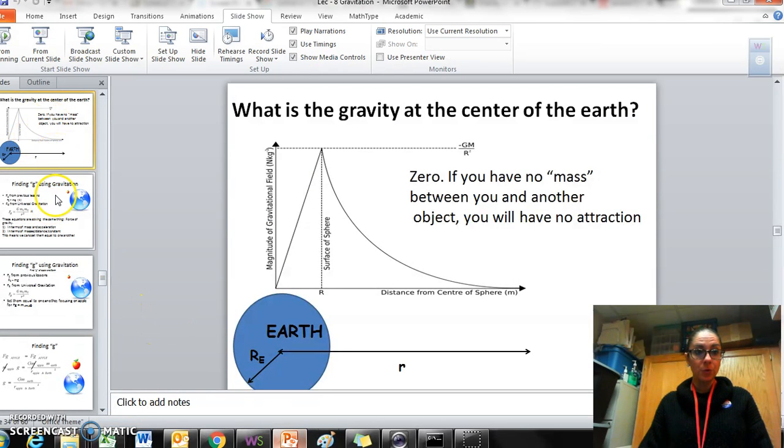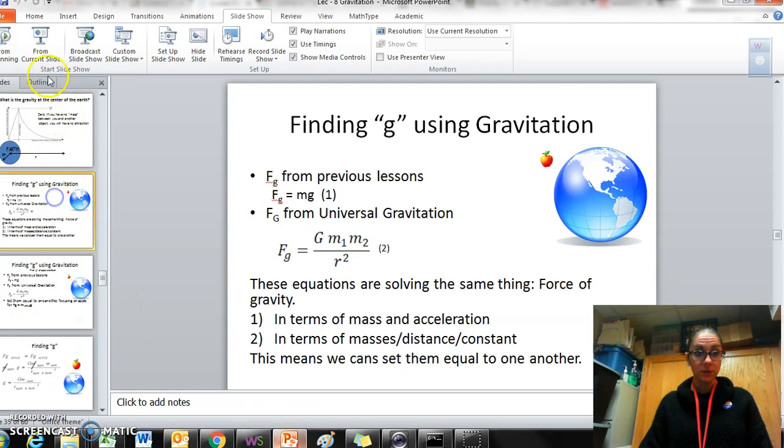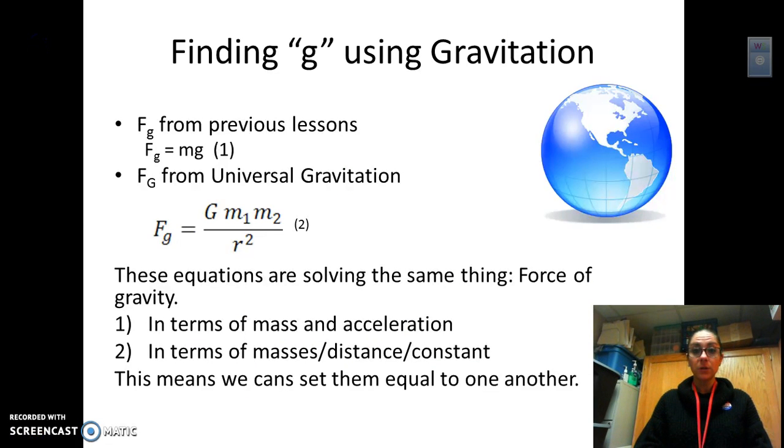Okay, welcome to part 3 of our gravitation series. In this video, what I'm going to do is talk about the acceleration due to gravity. We're going to calculate g, and I'm going to derive how to calculate it, and then most importantly, how to use it to calculate other g's on other planets, for example.